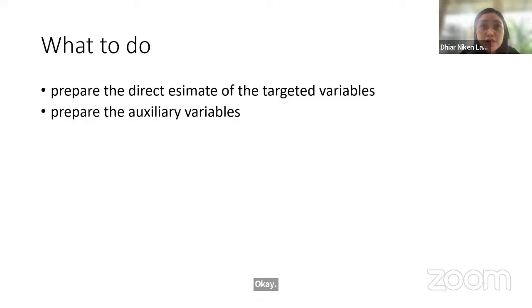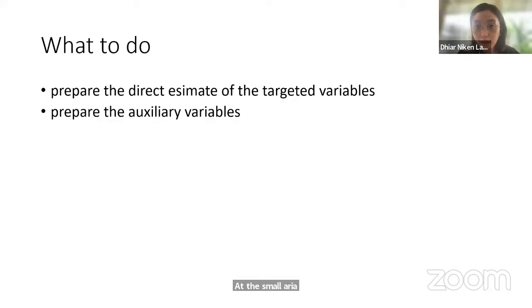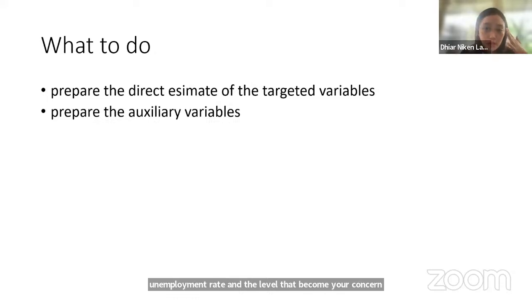In order to do small area estimation, the first thing we need to do is basically these two things. The first one, we need to prepare the direct estimate of the targeted variable, which is poverty or unemployment rate. You can choose which one is your concern. And then you should prepare it at the small area that is your concern. As I mentioned before, in Indonesia we don't have good estimates for sub-district, so my concern is to do small area estimation at the sub-district level. So you must prepare the direct estimate of poverty or unemployment rate at the level that is your concern in the study, for example village or sub-district.